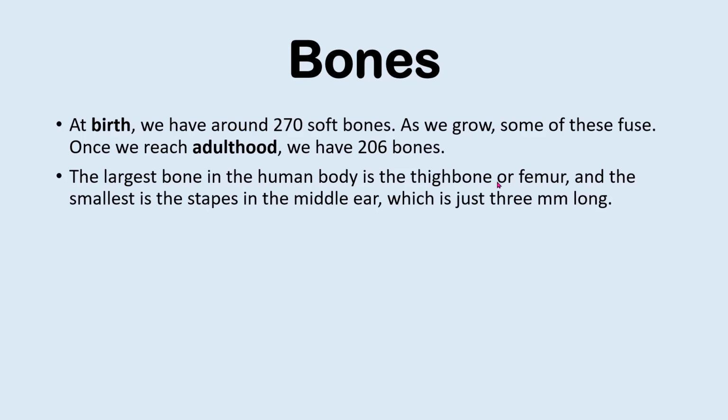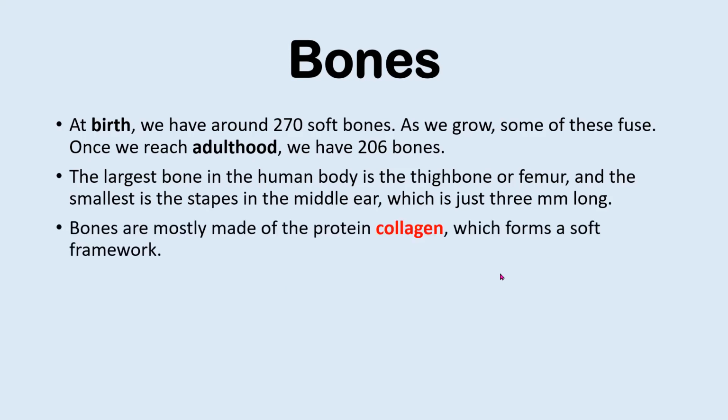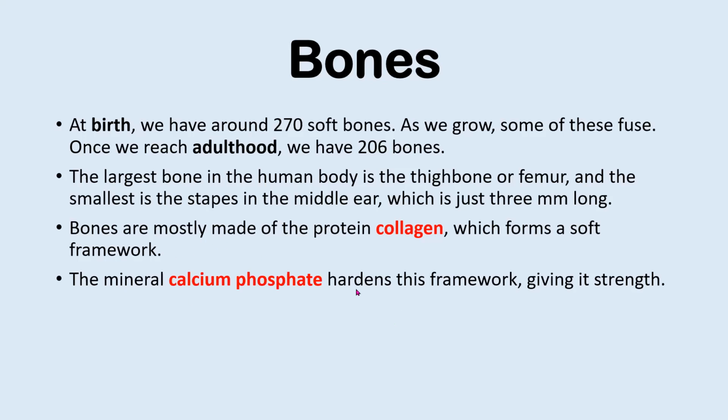So the femur, or the thigh bone, if you like, is the biggest bone we've got. The smallest is the stapes, the one that looks like a stirrup in the middle ear. There are 3 bones there, and that's only 3 millimeters long, tiny. And they are mostly collagen, like the protein. It's a soft protein, and forms a framework around which calcium phosphate is put in by the cells that produce it. It hardens the framework, gives it strength.